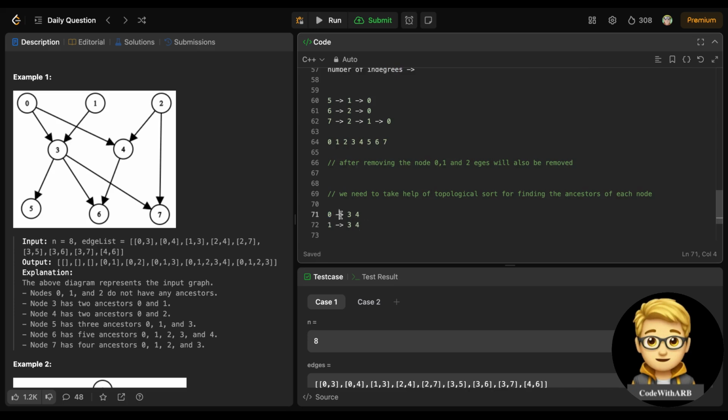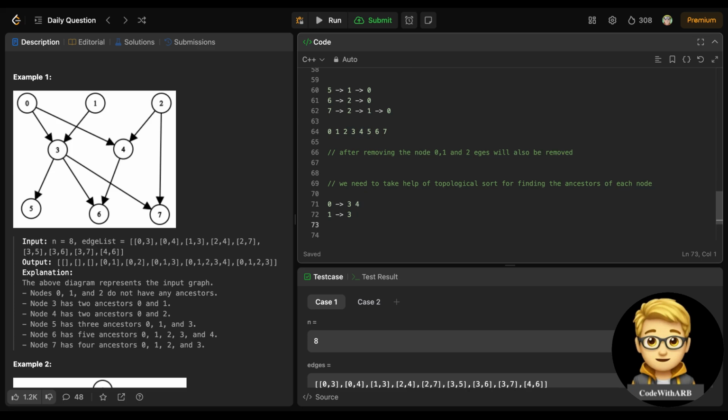So when I include this 3 and 4, for this time 3 and 4, this 0 and 1, both can be parents for 3 and 4, right? No, sorry, for this 4 it is 0 and 2, and for 3 it is 0 and 1. For 1 it is only 3, not 4, right? For 2 it is 4 and 7. So if you see, for 3, 0 and 1 both are parents, right? And I know that we have started from 0.